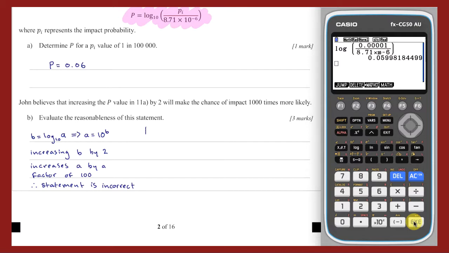Another approach to this question is to assign p the value of 2.06, the answer from Part A increased by 2, and then solve the resulting equation for probability pi. One way to solve this equation is to rearrange it to find pi, the probability. This can be done by raising both sides to the power of 10 and then multiplying both sides by 8.71 times 10 to the minus 6.